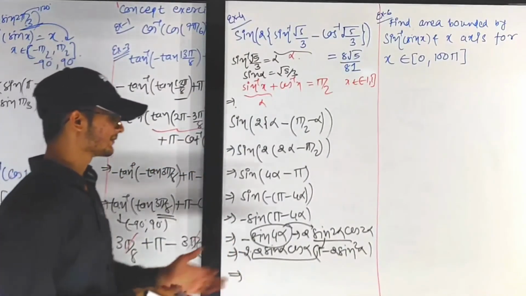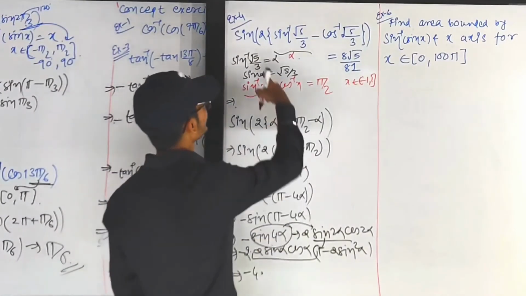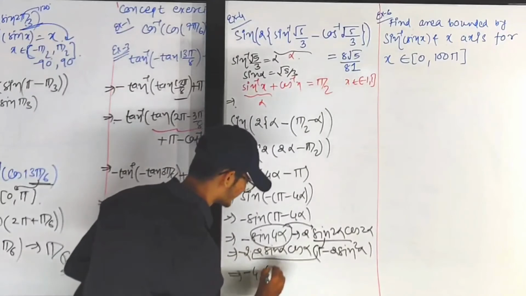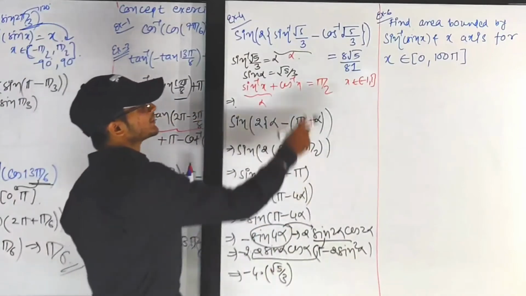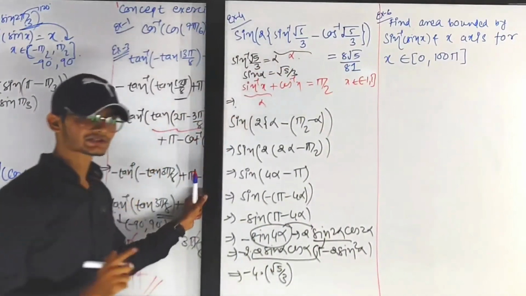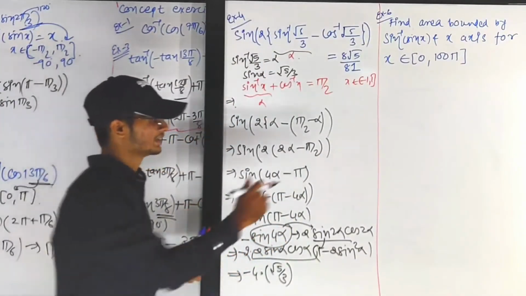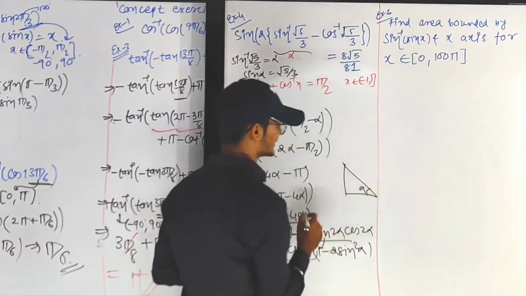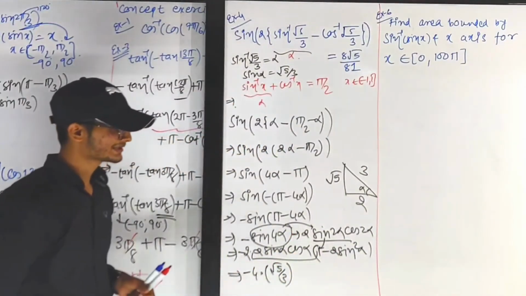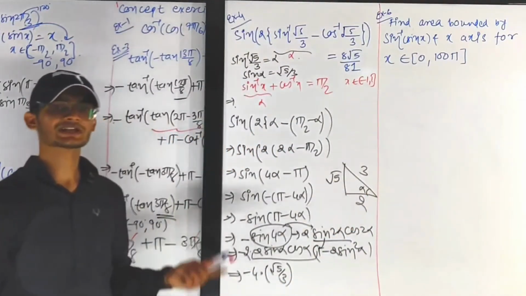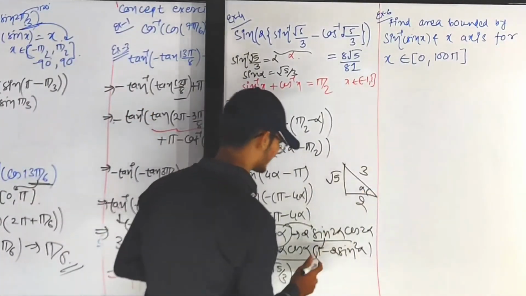So now we convert the angle 4 alpha into alpha. Now we put all the values. What is the value of sine alpha? Root 5 by 3. One more thing: now we want to find the value of cos alpha. Alpha lies in the first quadrant, so in the first quadrant all the trigonometric functions are positive. So if the perpendicular is root 5 and the hypotenuse is 3, then the base is 2. So what is the value of cos alpha? Plus 2 by 3, because alpha lies in the first quadrant. So cos alpha is 2 by 3.